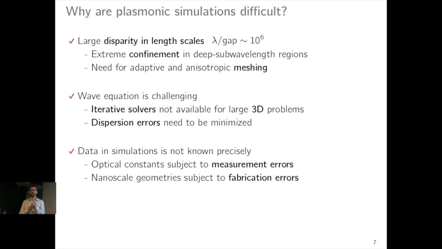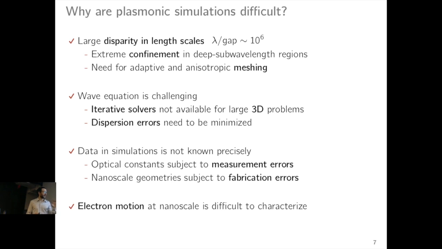Quite separately, another challenge of plasmonic simulations is the fact that, for instance, you need to perform simulations that involve optical constants whose value is not precisely known, because they typically come from experiments and are hence subject to measurement errors. In addition, we're simulating structures manufactured at the nanoscale. So it's important to take into account fabrication tolerances that arise due to these extreme manufacturing constraints. And finally, as I briefly hinted in the previous slide, we're going to need additional modeling to fully characterize the electron motion in the metals at the nanoscale, which is going to be quite demanding.